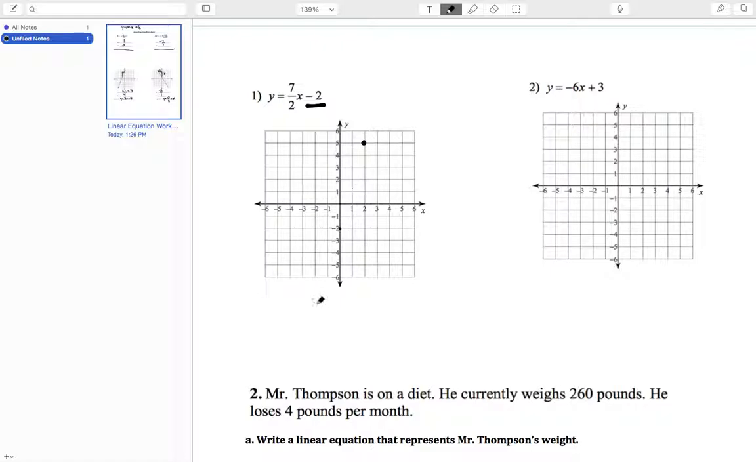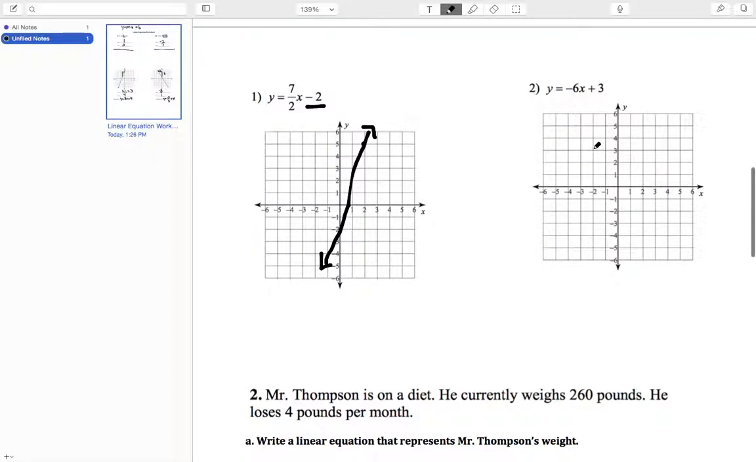Then, I apologize, this isn't going to be a straight line. That's your line. You always double check to make sure that your line's going the right direction. This is a positive line, so we make sure that this is a positive line. So we are good.